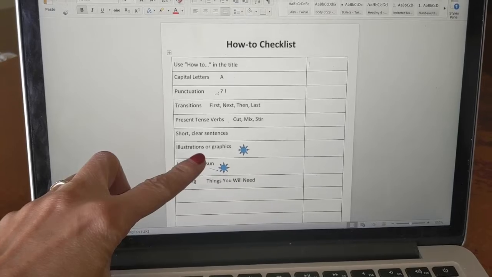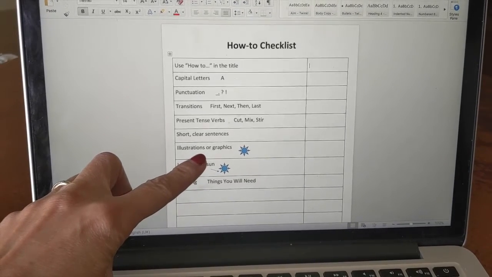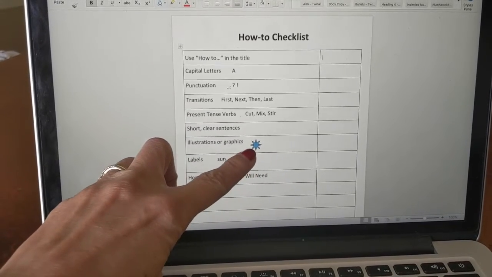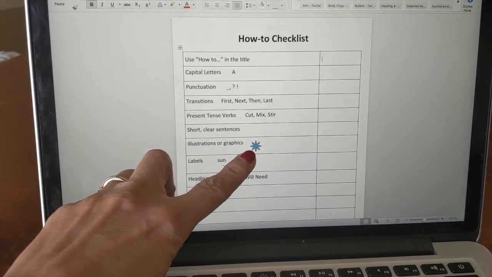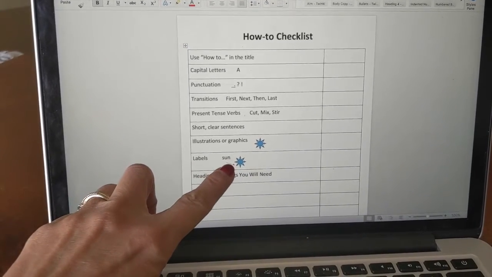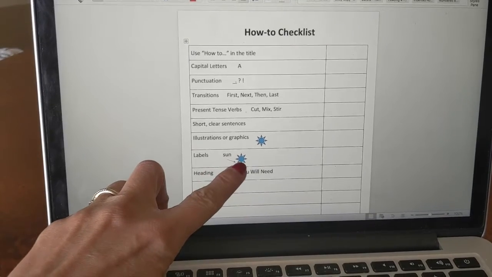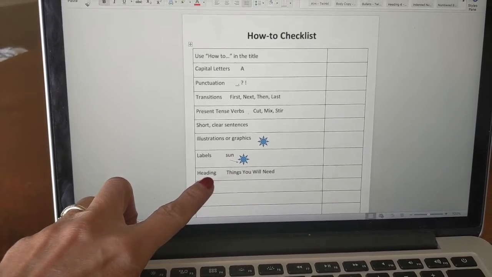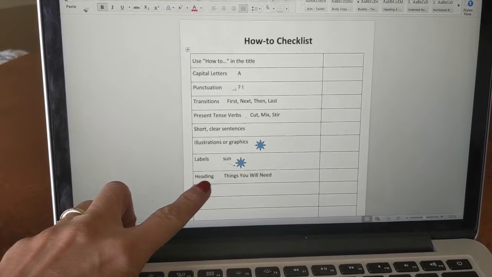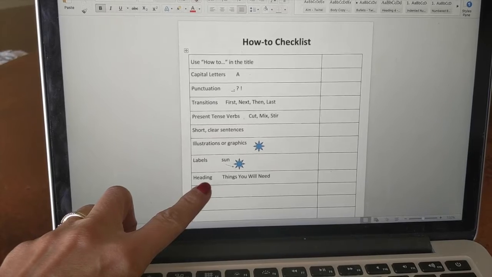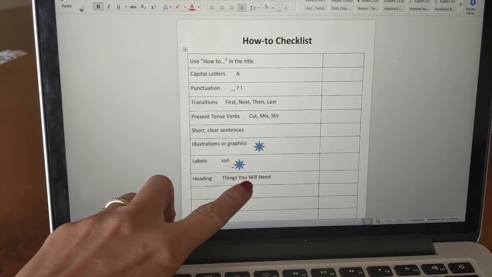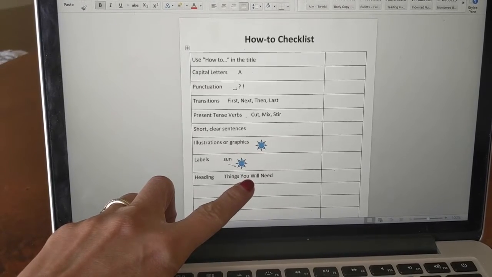We also use illustrations and graphics. So remember, illustrations and graphics are fancy words for pictures. So here I put a picture of the sun. We also use labels. And so here I wrote the word sun. That's my label for the picture of my sun. And finally, we use headings. Headings are small titles in the text or story. So small titles in our how-to essay. So here was one that says things you will need.